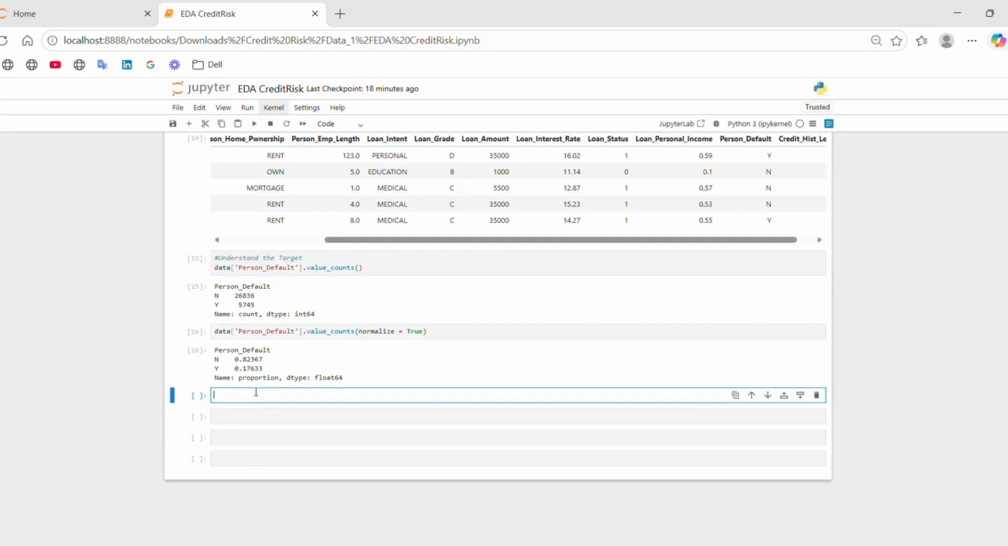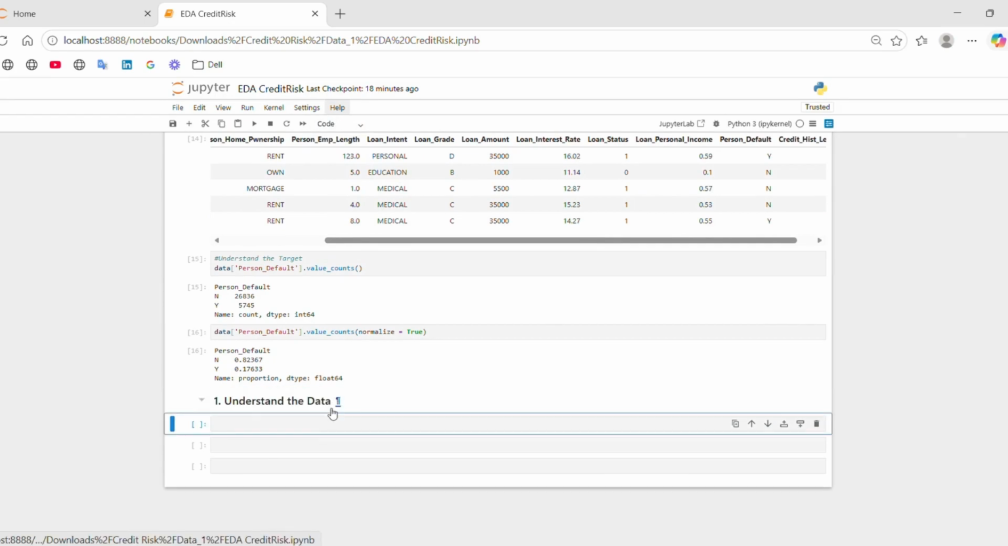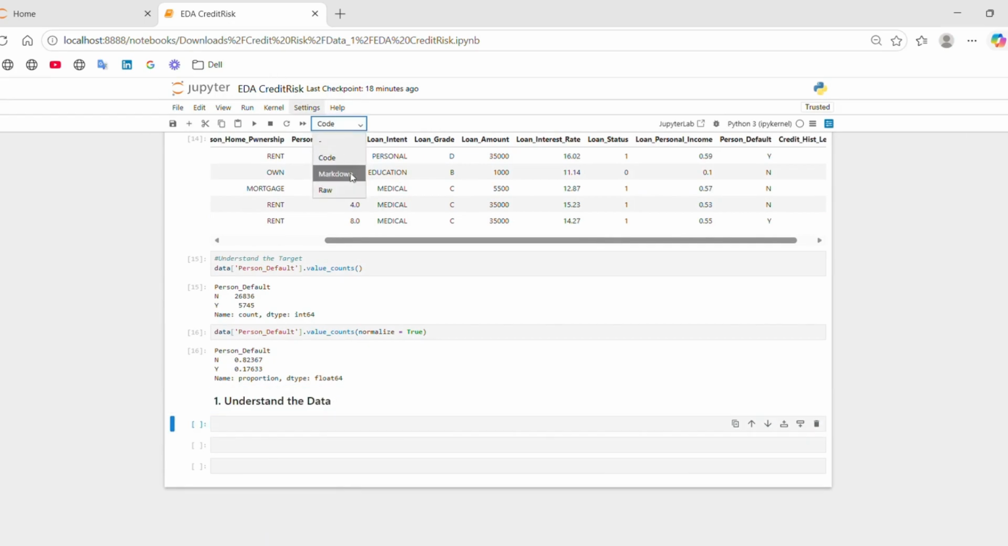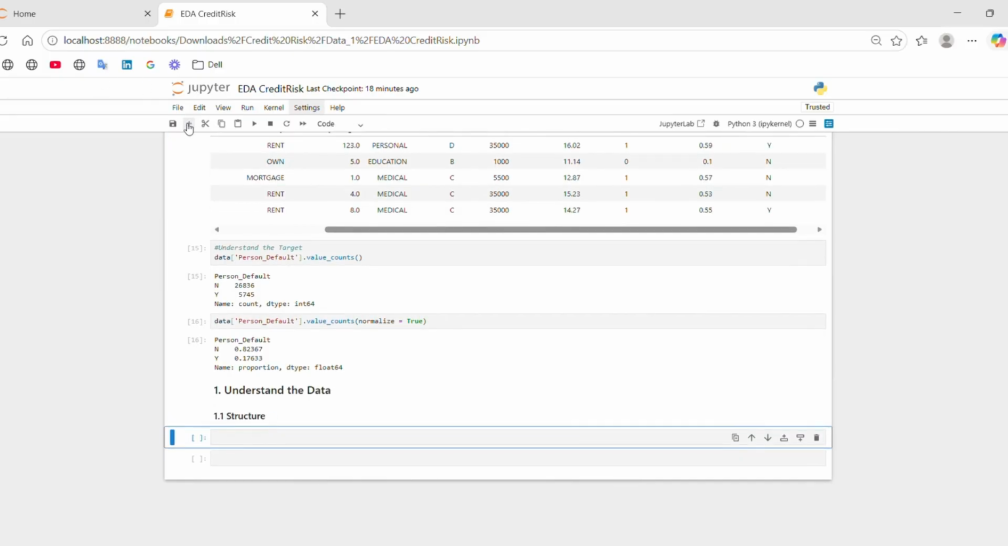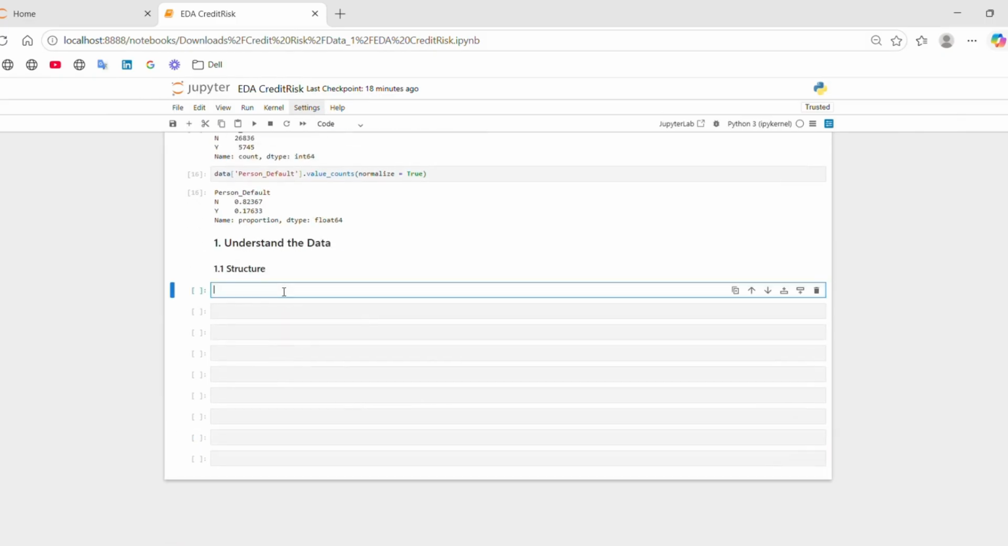So now let's understand the data. The first step is to understand the data. Whatever we are doing, we'll do it all together. Although it will take a bit of time, it will create a good understanding for everybody. So our first step is to understand the structure. What do we need to see first?